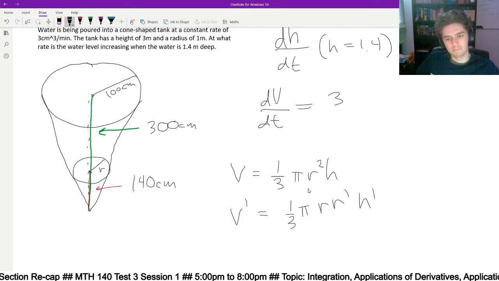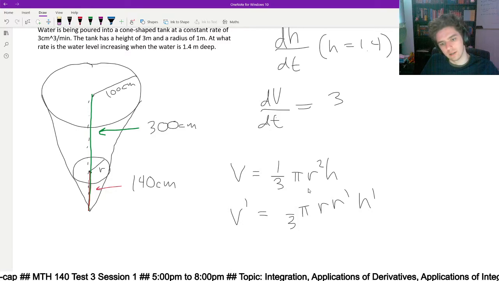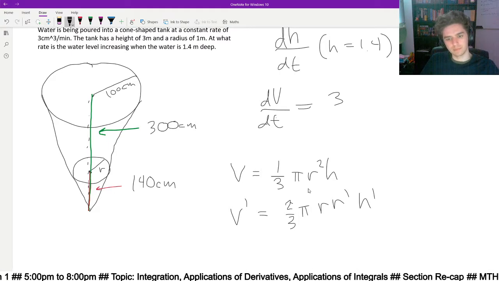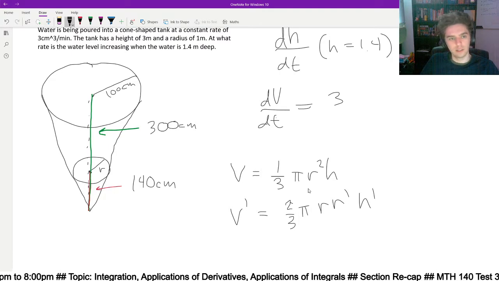Wouldn't it be 2r prime? Oh, you're right. There's a 2 here. Yeah, there's a 2 there. CVW did this exact question too, just with different numbers. Yeah, because it's a good question.